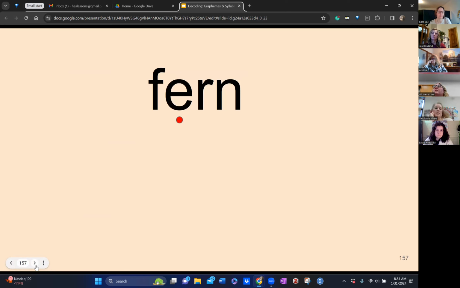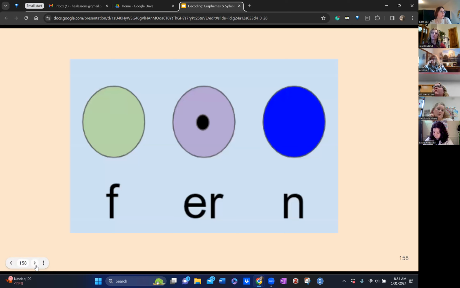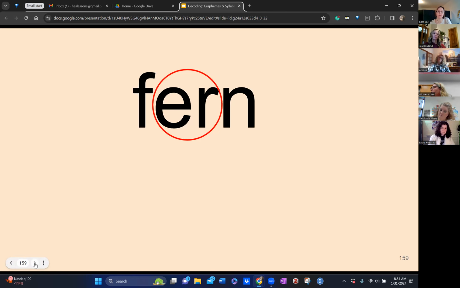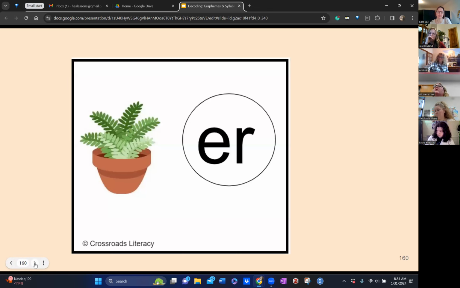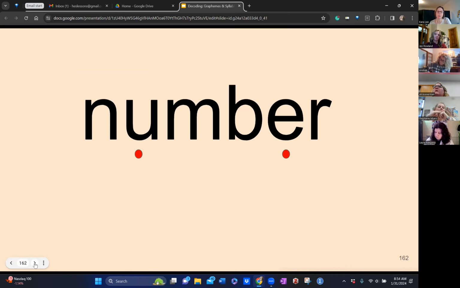So what do we do? Oops. There's supposed to be a circle right there. Sorry. So here is fern. How do we code 2 letters that represent 1 phoneme? How do we code that? Oh, with a circle. This is all written out for you in the lesson. Here's your ER card, fern. Here's how we code words now with an ER.